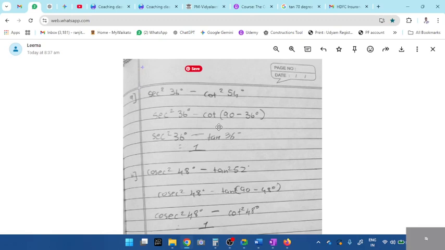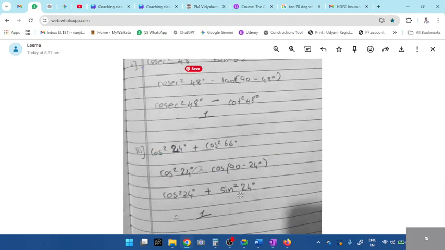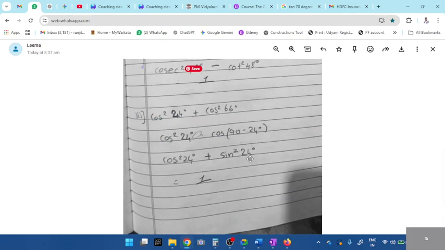Sec 37 cot 90 minus 36. 1. This is also correct. Finally, all this is correct. Okay. Can you see the screen?